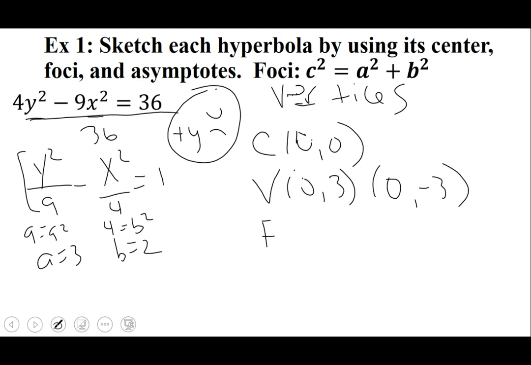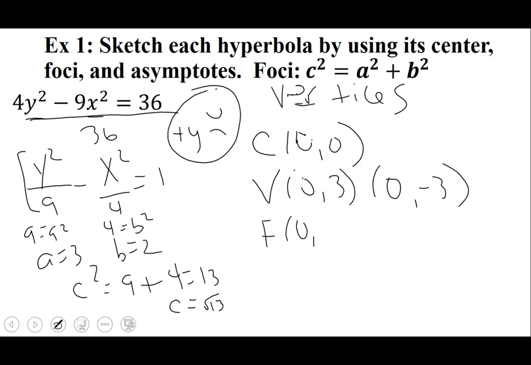Then the foci. To find the foci, c squared is going to be equal to a squared, which is 9, plus b squared, which is 4. That means that c squared is going to be equal to 13, which means that c is going to be equal to the square root of 13. No need to make that into a decimal, although I guess you could if you want to. So the foci have to be the square root of 13 units above and below the center.